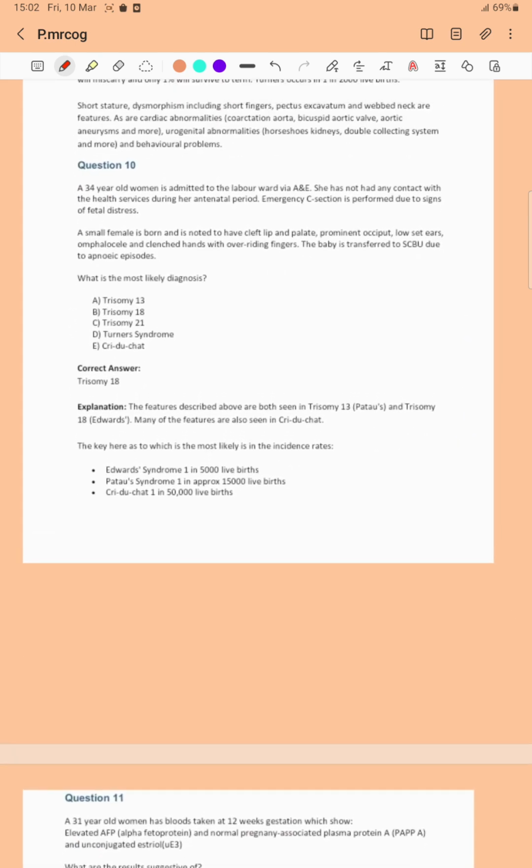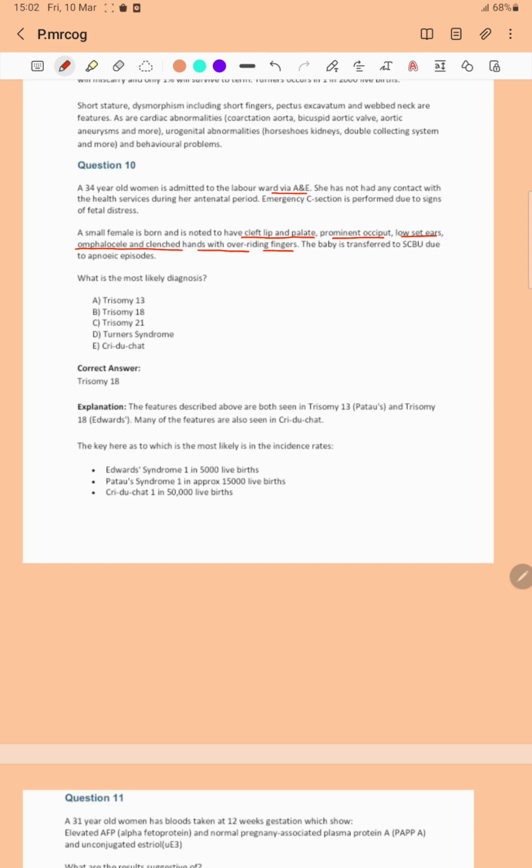Next question: a 34-week pregnant woman is admitted in labor to accident and emergency. She has not had any contact with the health services during her antenatal period, and an emergency C-section is performed due to signs of fetal distress. A small fetus is born and is noted to have cleft lip and palate, prominent occiput, low set ears, omphalocele, and clenched hands with overriding fingers. The baby is transferred to the SCBU due to an apneic episode. What is the most likely diagnosis?